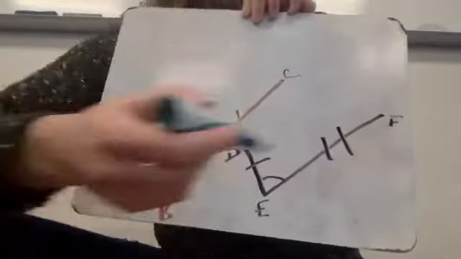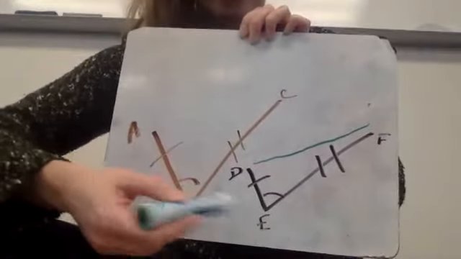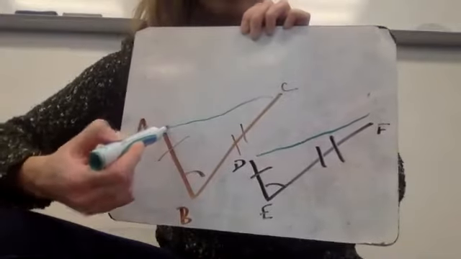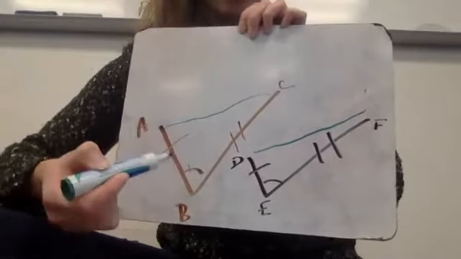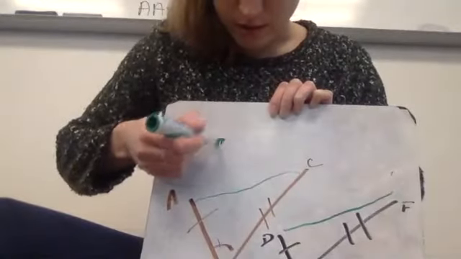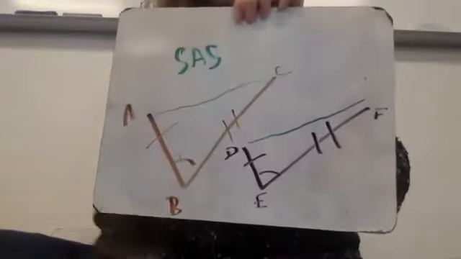Okay, you could draw a line, and because this side and this angle are congruent, it's most likely that this line will also be congruent because these are congruent, okay? So this one again is side, angle, side congruency, all right?